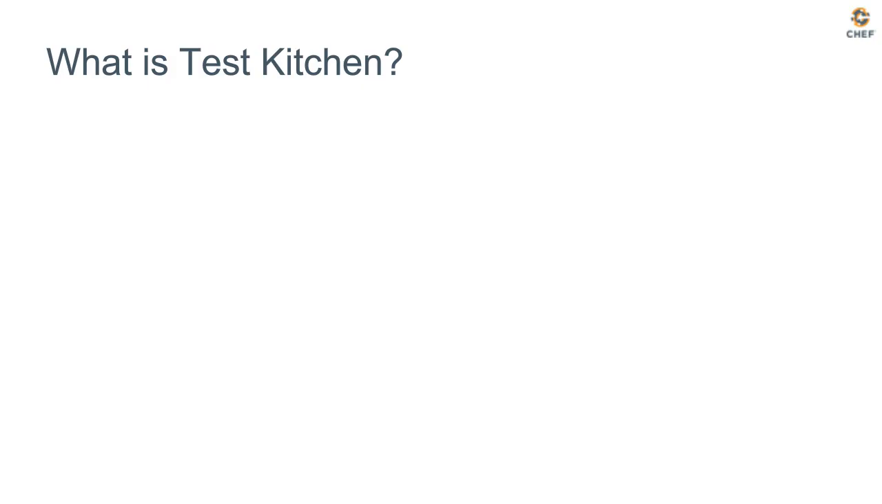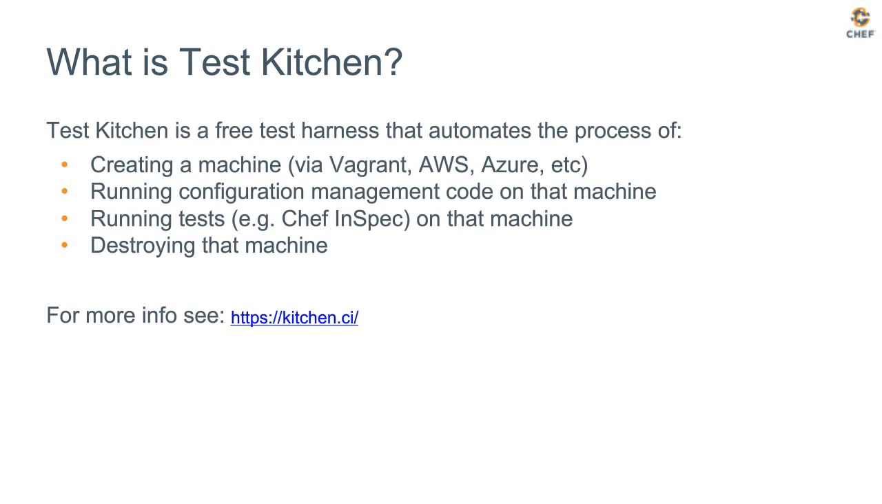In case you're unaware, Test Kitchen is a free test harness that automates the process of creating a machine via Vagrant, in AWS, in Azure, etc. Running configuration management code on that machine, and then running tests, in this case Chef InSpec, on that machine, and then also destroying that machine. For more information, you can see the link there, and it will also be available in the downloaded slides and in the resource list widget.